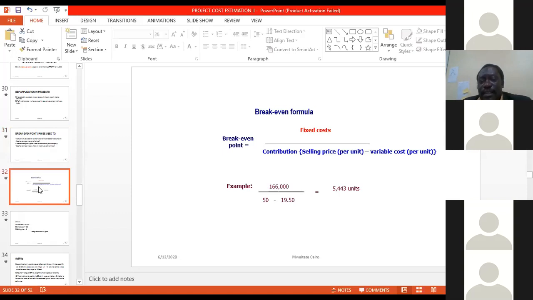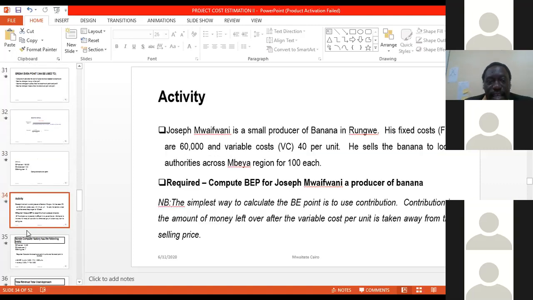So that is the basic formula which we are using when you are looking at the break-even point. You will look at the fixed cost divided by contribution, that is selling price per unit minus variable cost per unit. That will give you how many units that will lead you into break-even point. And that one you can read by yourself again. It is there. And we have another example. Of course, I will give you these notes.